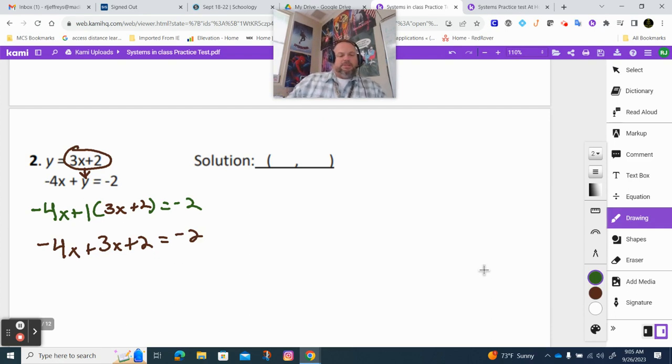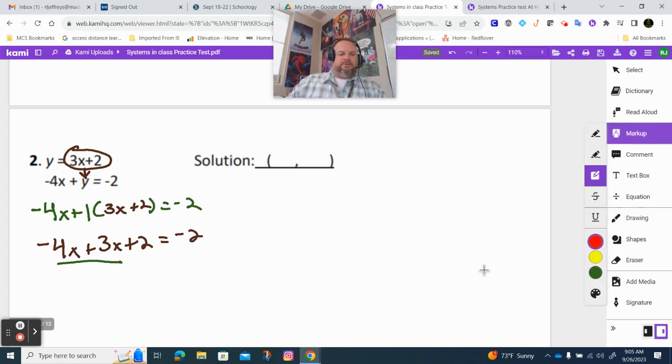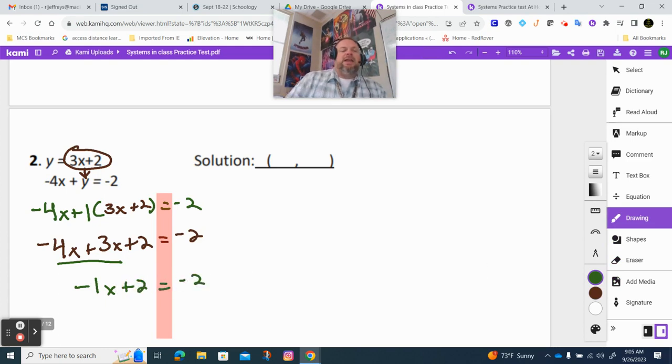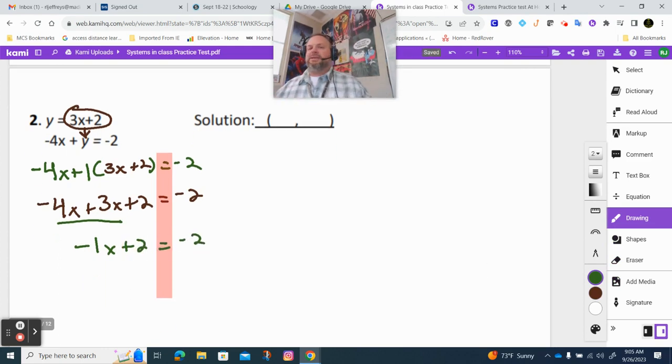All right. So these two combined, let's see. All right, so I get negative 1x plus 2 equals negative 2. Now, I know not everybody has to do the negative 1 and stuff right there, but I do know some people, if they don't have that negative 1, they are totally lost.